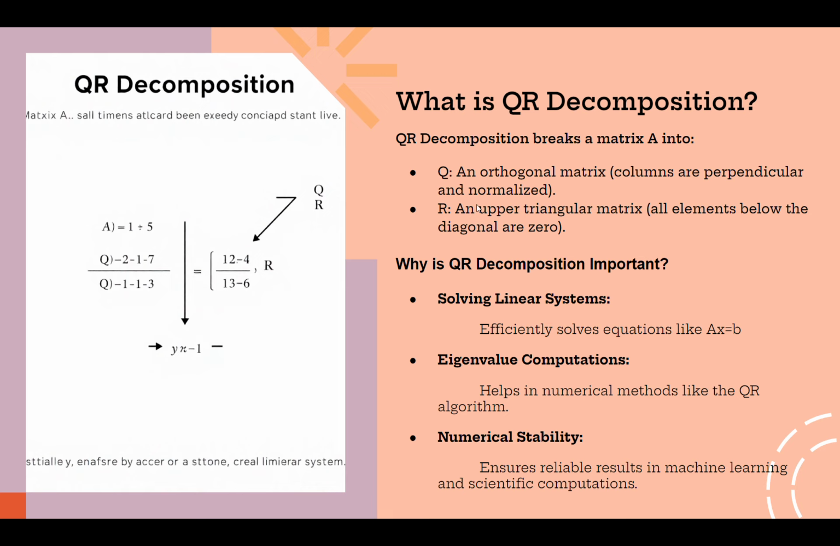The matrix R is an upper triangular matrix. It looks like a triangle because all the elements below the diagonal are 0.